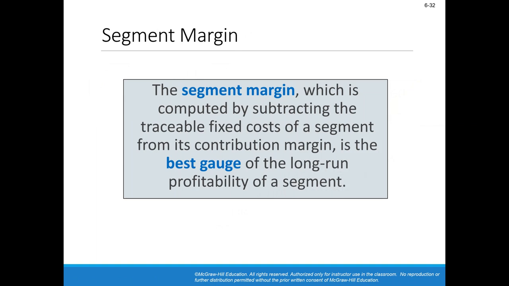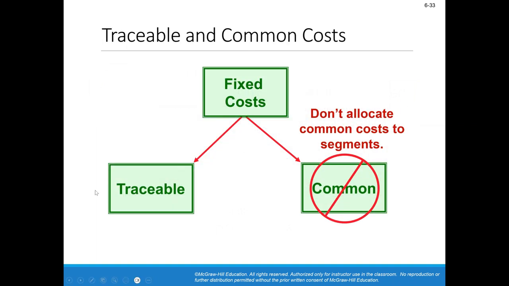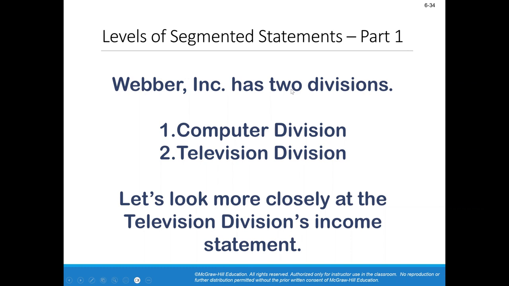The segment margin is computed the same way, and it's the best gauge of the long-run profitability of a segment. So we have traceable and we have common fixed costs. Don't allocate common costs to these segments, and we'll show why you don't want to do that. Weber has two divisions, a computer division and a television division, and we'll look closer at these.